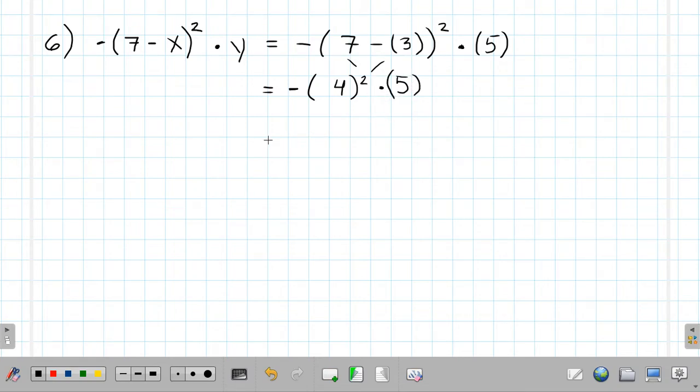Okay. Now we go through again. Well, negative is on the outside of the parentheses. We have exponents, and then we have multiplication. So the next thing we need to do is the exponent. So we're going to have a negative, and then 4 squared is going to be positive 16.